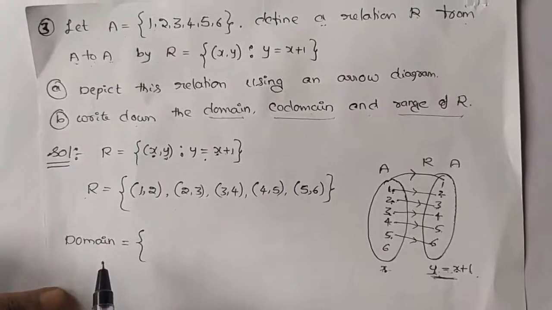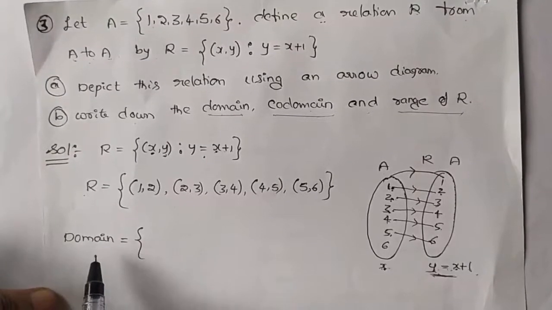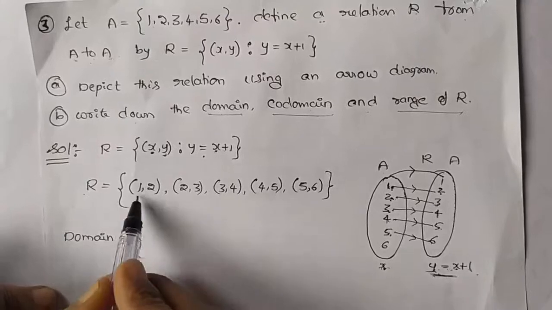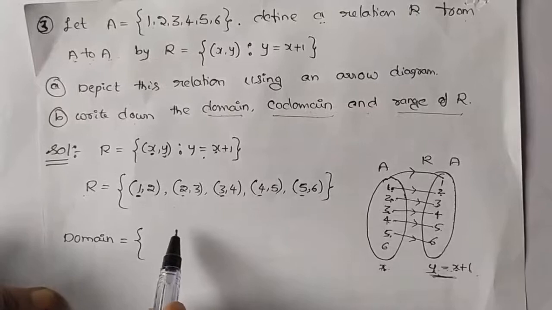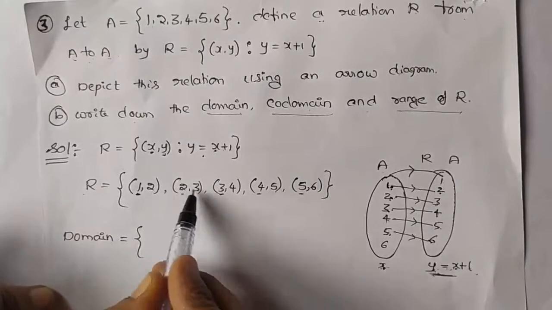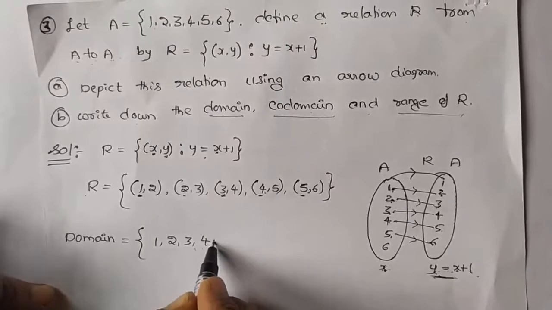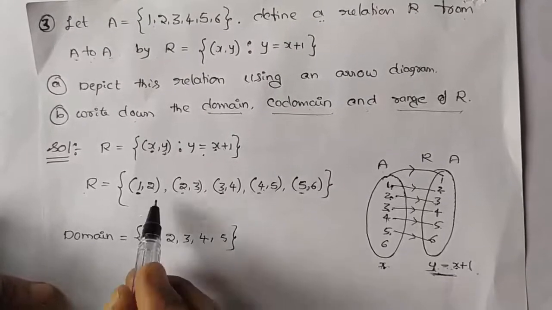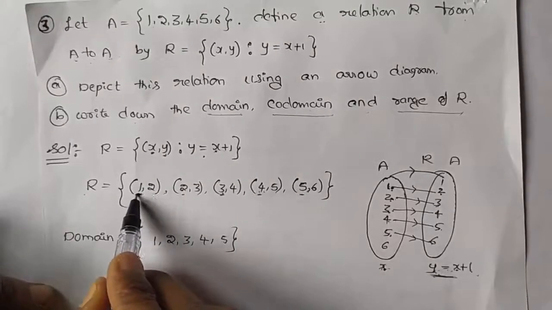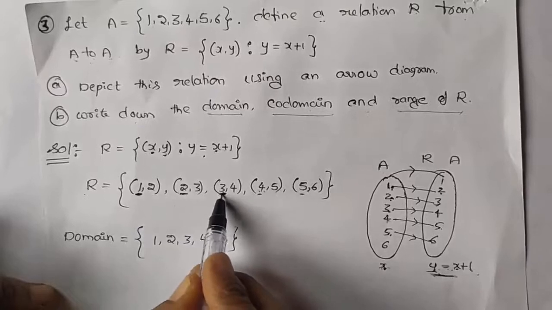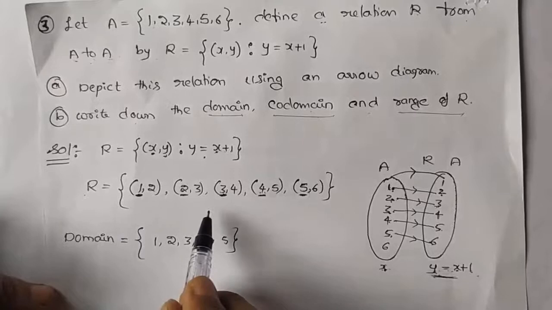In our previous class, I already told you how to find the domain of a relation. The set of all the first elements of the ordered pairs in a relation R is called the domain. 1, 2, 3, 4, 5 are the domain, the first elements of the ordered pairs.